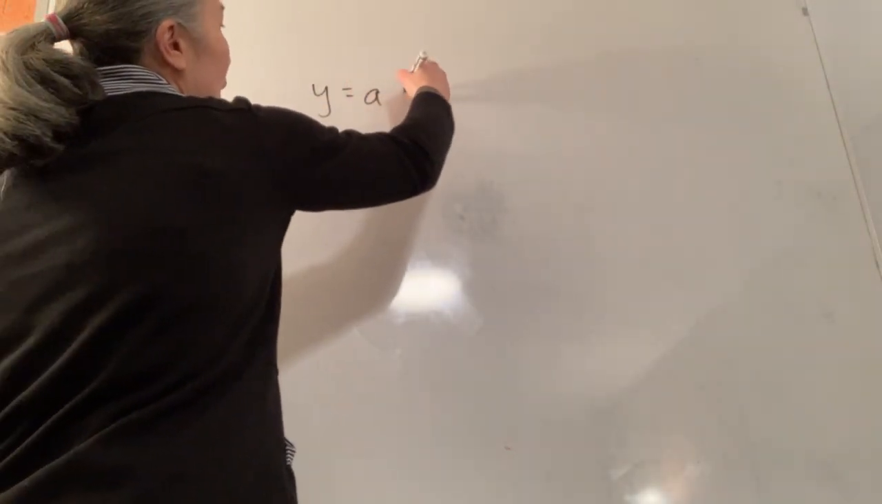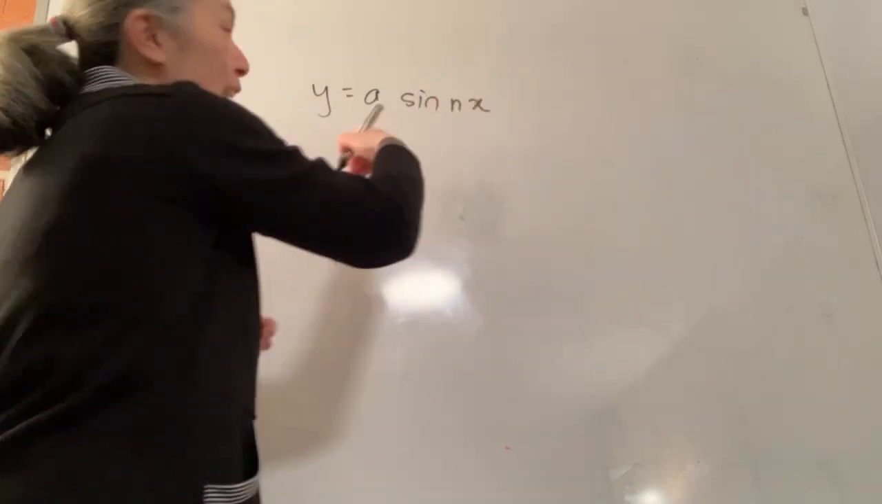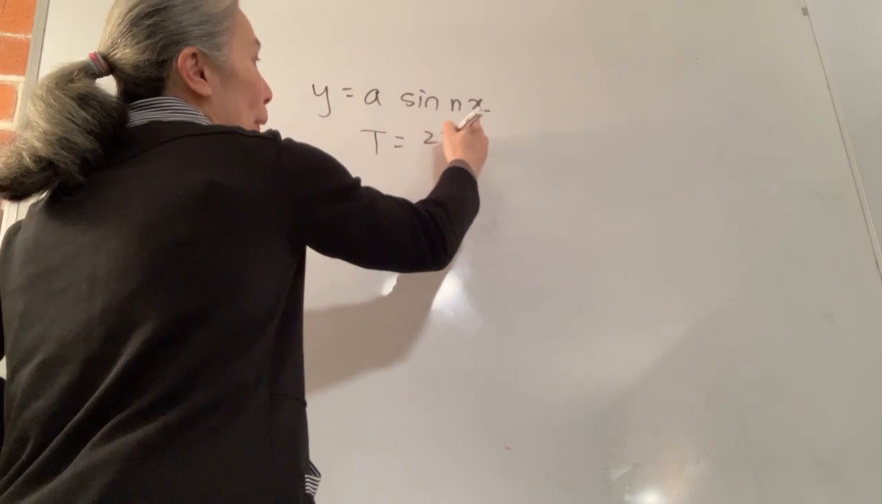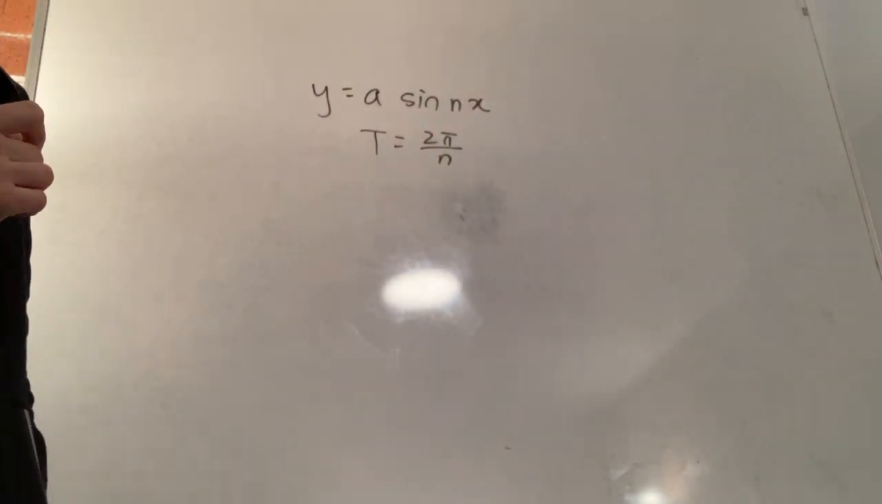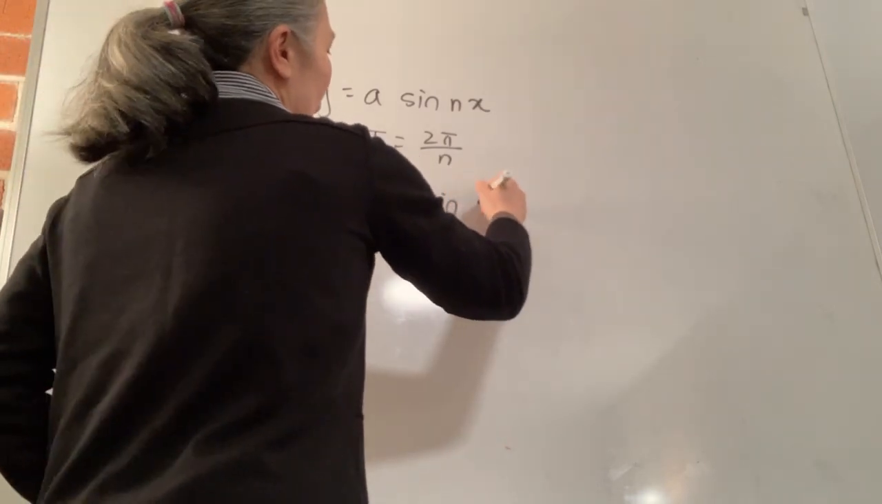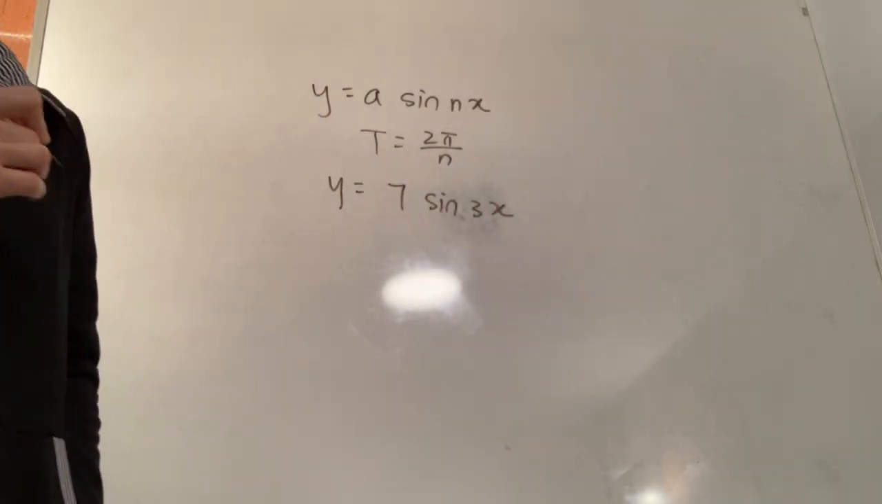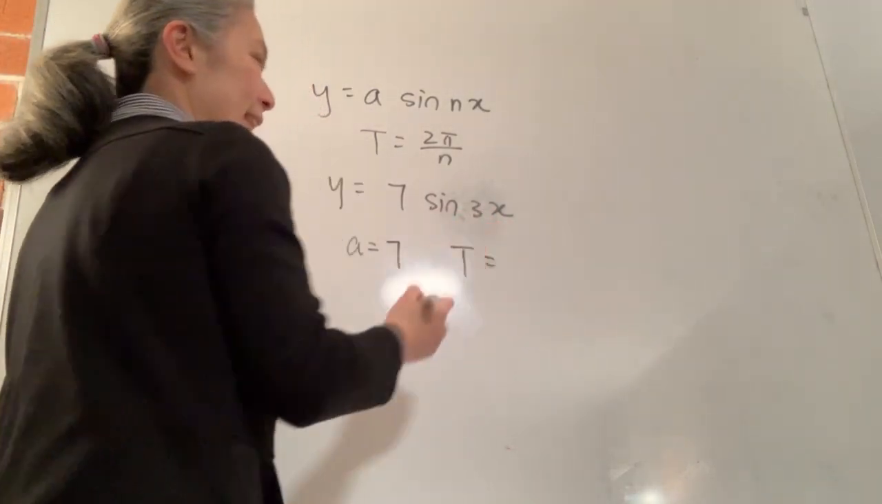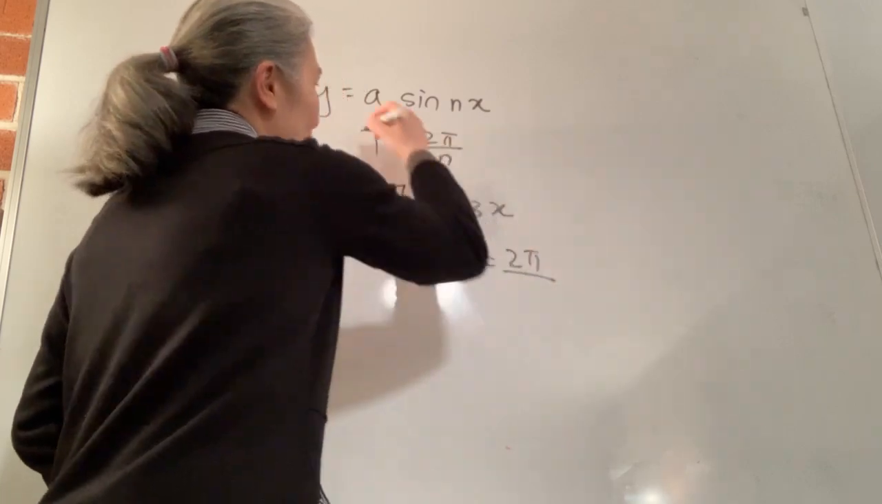Okay, let's recap your sketching. So if you have y equal to a sine graph, remember this one? y equal to a sine nx. That's the important one. So amplitude is a, period is equal to 2 pi on n. Alright, so if I have y equal to 7 sine 3x in here, what is your amplitude? 7. What is your period? 2 pi on 3.